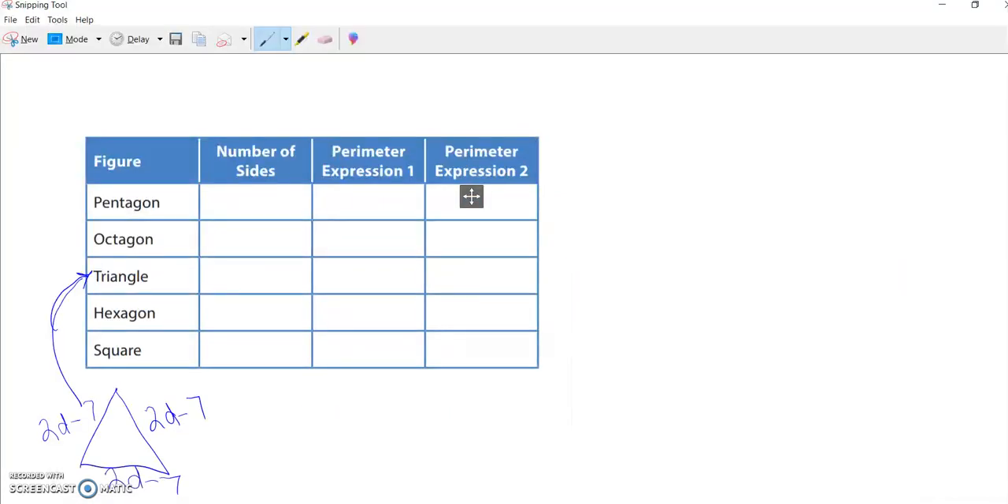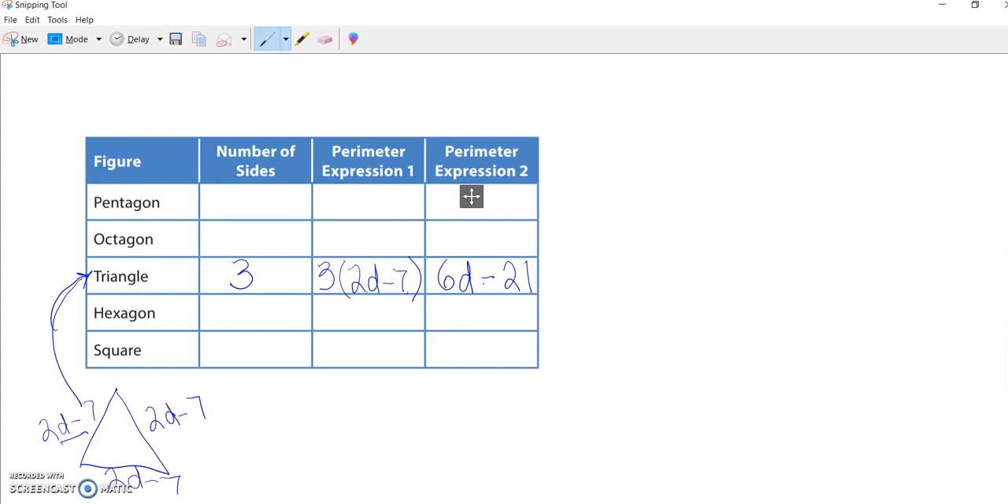So just to help wrap my head around it, I'm going to draw a sketch of the simplest of the figures in the table, which was the triangle. So I drew a triangle with all the sides labeled as 2d minus 7. So a triangle has 3 sides. If each of the 3 sides were all 2d minus 7, then that would mean the perimeter would be 3 times 2d minus 7. And then I could simplify that by using the distributive property and getting 6d minus 21, because 3 times 2 and 3 times 7, and subtract in the middle.